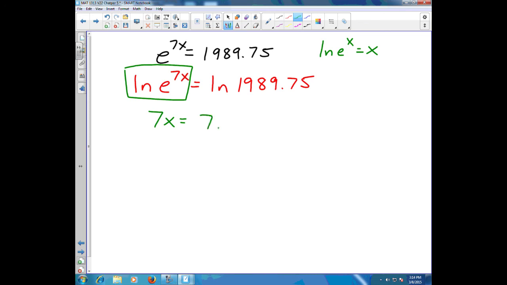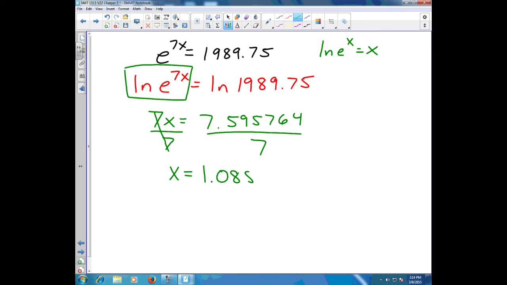Which gives 7.595764. And then if we divide both sides by 7, we get x equals 1.0851.